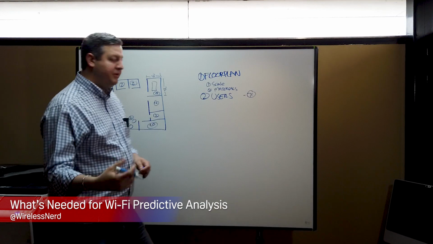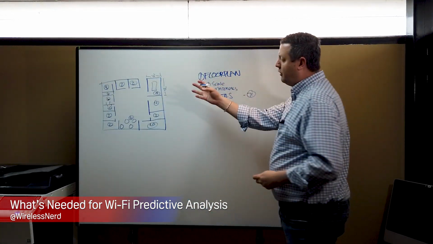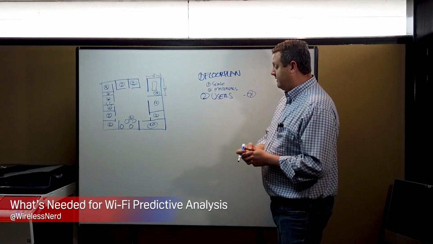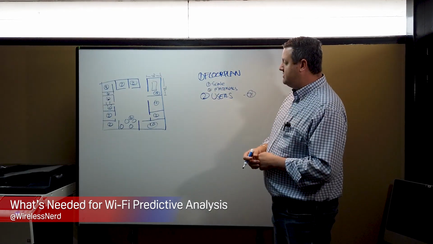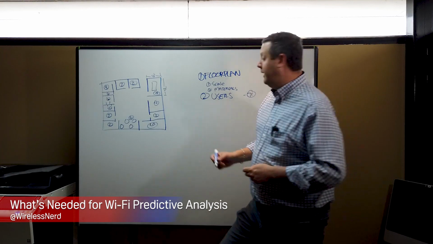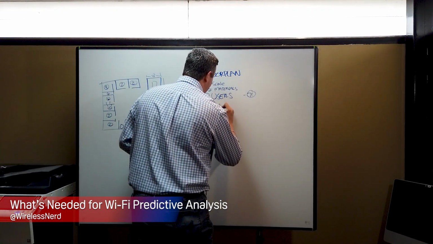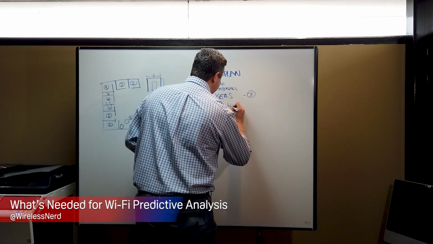Now, that's 71 people that are in there. So we've identified the floor plan, we've identified how big it is, what the scale of it is, what the building materials are. We've defined that there's 71 users in there, but what are those users going to be doing? The third thing that I need to understand is the applications that these users are going to be using.